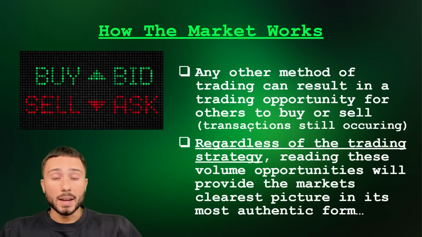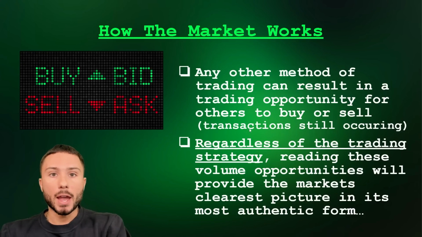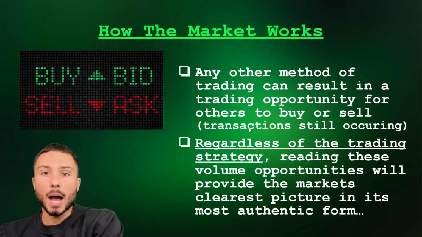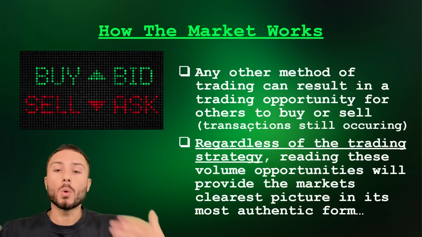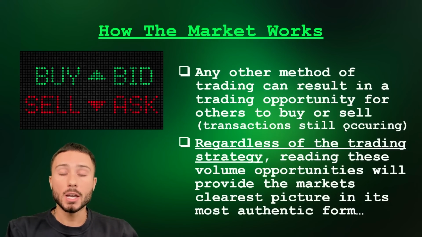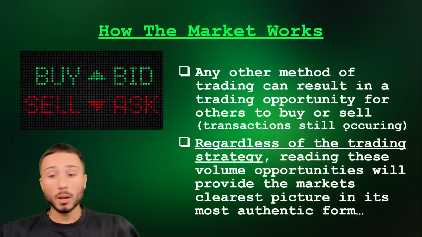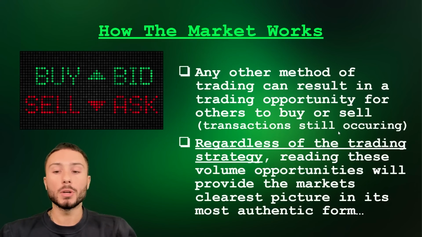Because if you think about it, any other trading method, such as ICT or any moving averages or Fibonacci, will provide opportunities for other participants to be present in the market because they are finding opportunities. Their definition of how they are perceiving opportunity will cause them to buy or sell. So regardless of the strategy, transactions or volume will still come in. And we can read these transactions regardless of the strategy through volume, in its most authentic and organic way. Regardless of the strategy, the volume opportunities will be there.